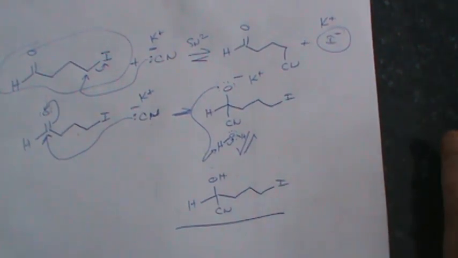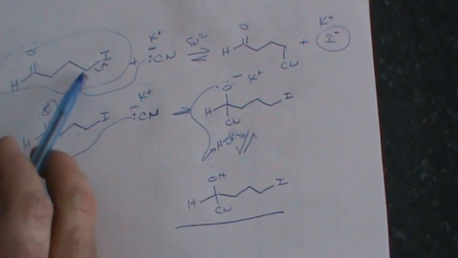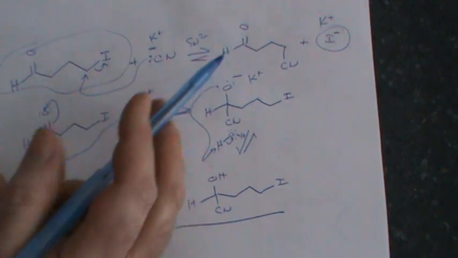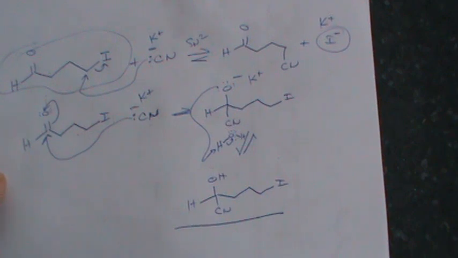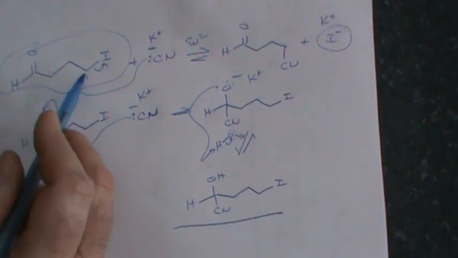So what do I do? How do I direct the chemistry to the SN2 path? That's what I really want. I want to form this product. I don't want this cyanohydrin. My issue is I've got two different electrophiles.